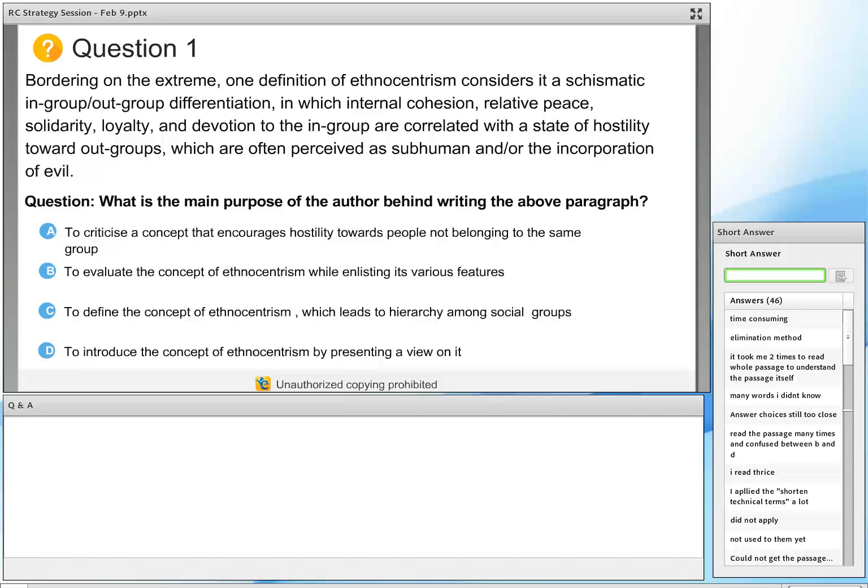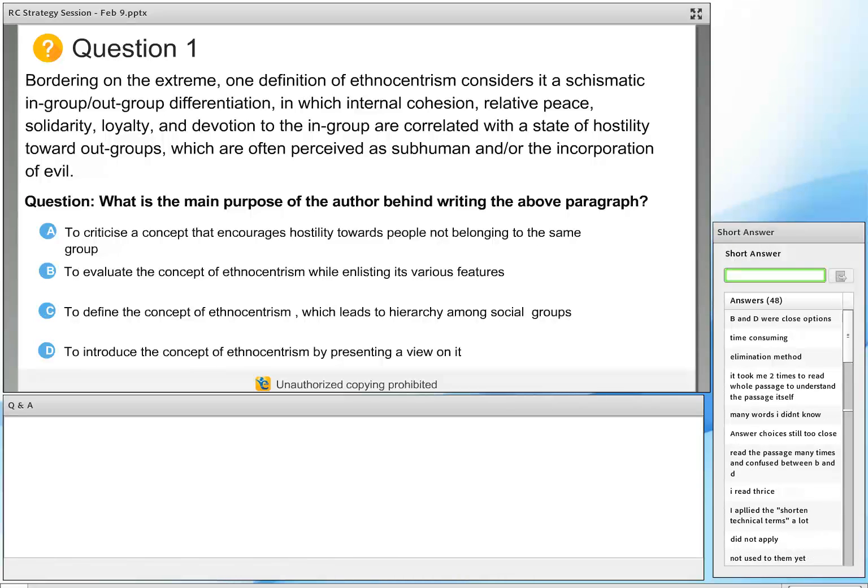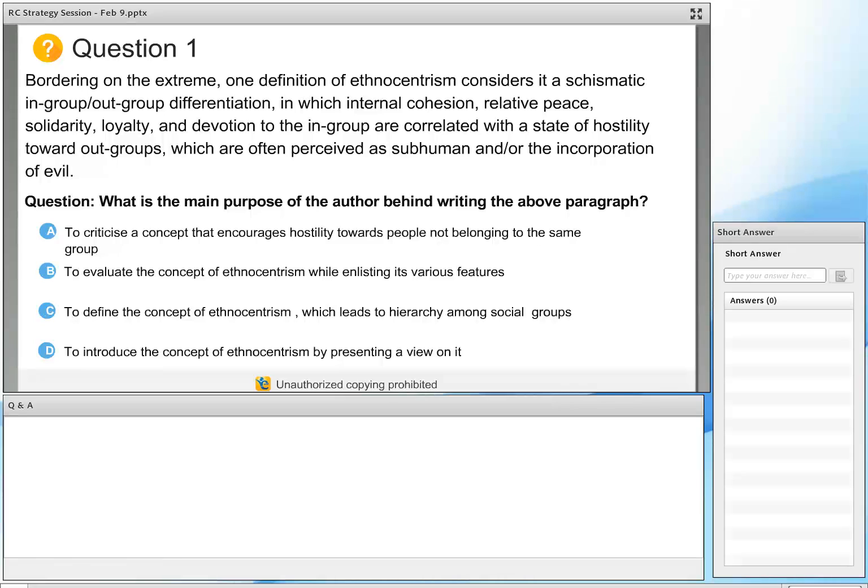Elimination method, time consuming, read the passage many times and confused between B and D. Okay. So after reviewing the initial words, bordering on the extreme, one definition, now I realize that that gave away the answer choice to be D. Very good. All right, you understood the key aspect of the passage. And again, we'll go into the details of this. Okay, good. So very nice. Thank you for your candid response, by the way.